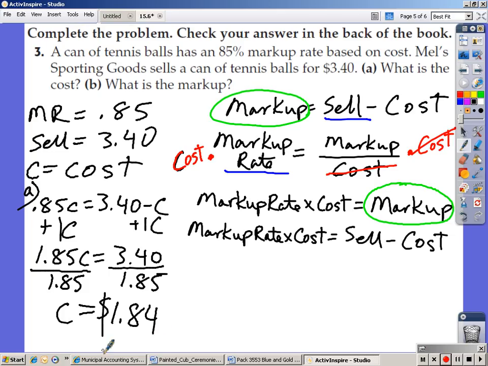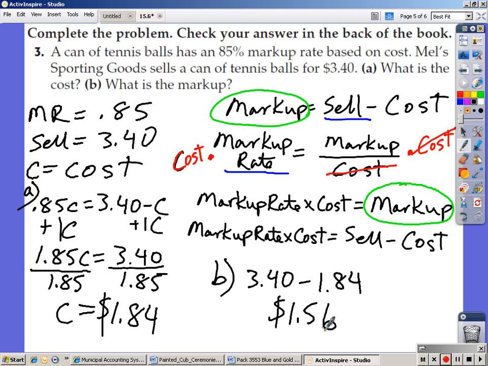Now, part B wants us to find the markup. The formula for markup is selling price minus cost. So 3.40 minus $1.84. In the calculator, that tells me my markup is $1.56. Okay? Good.